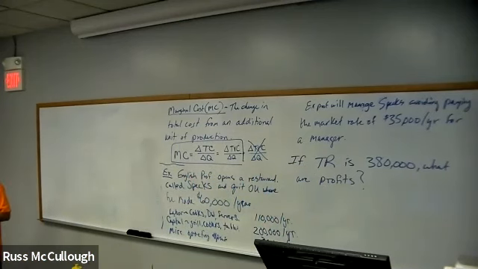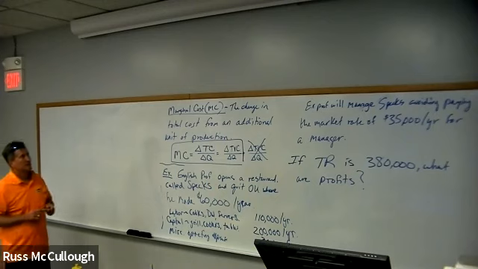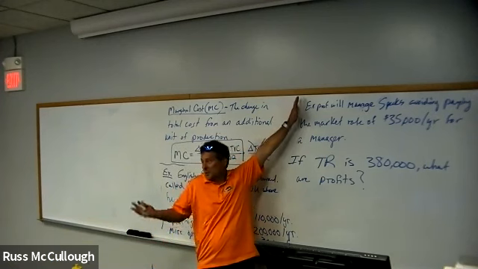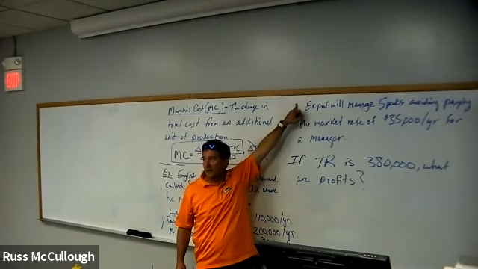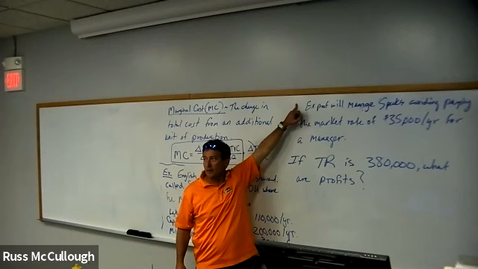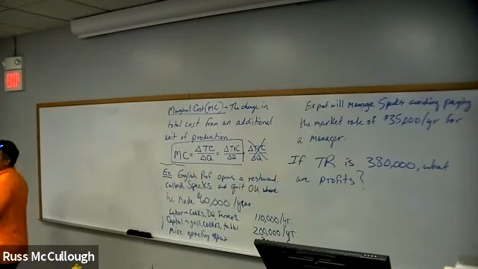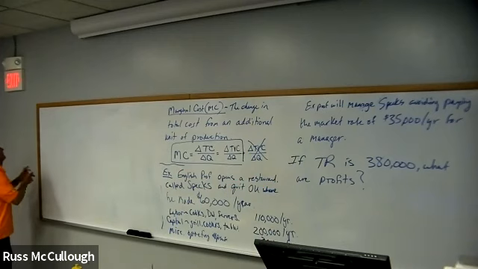Does the business pay him 35,000? He's managing it, so he owns the business, so he's going to get the profit at the end of the day anyway. Okay, so what were you thinking? The answer? 40,000. Okay, how'd you get it?